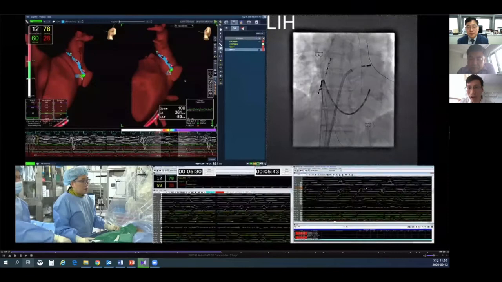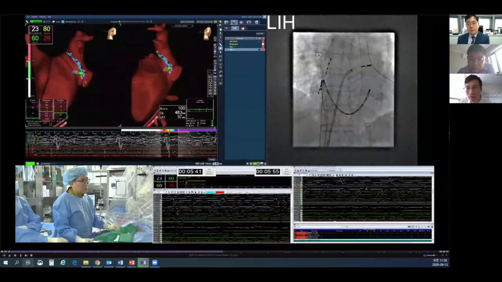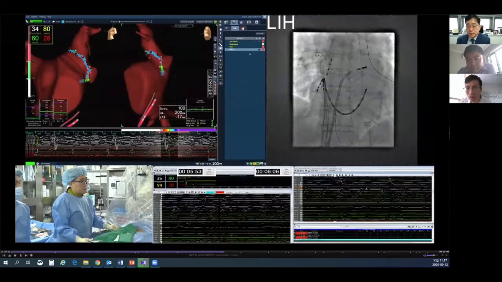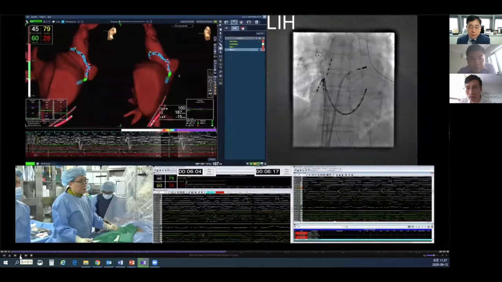We only have the CoolFlex, and the irrigation flow is set at 10 milliliters per minute. I think that even though high power short duration ablation makes a surface burn, not a deep burn, and a broader lesion, the left posterior wall is still a very dangerous area because there are many critical structures in contact with the LA posterior wall.